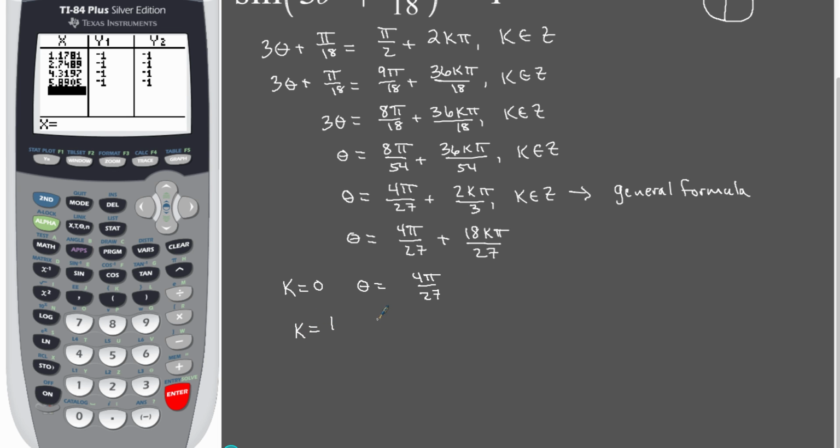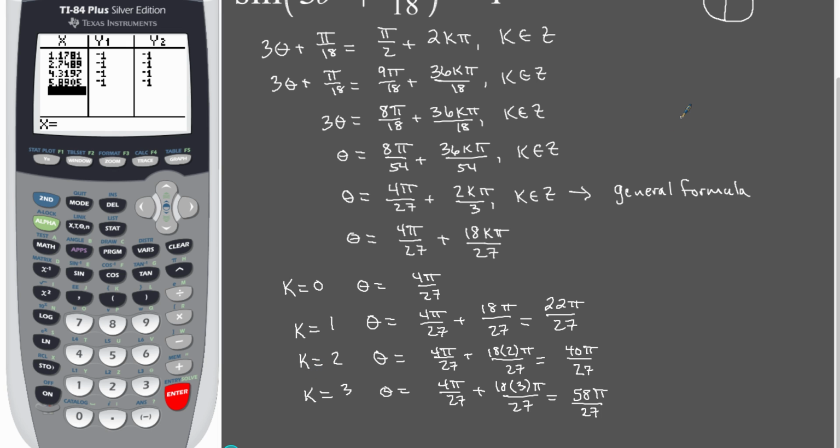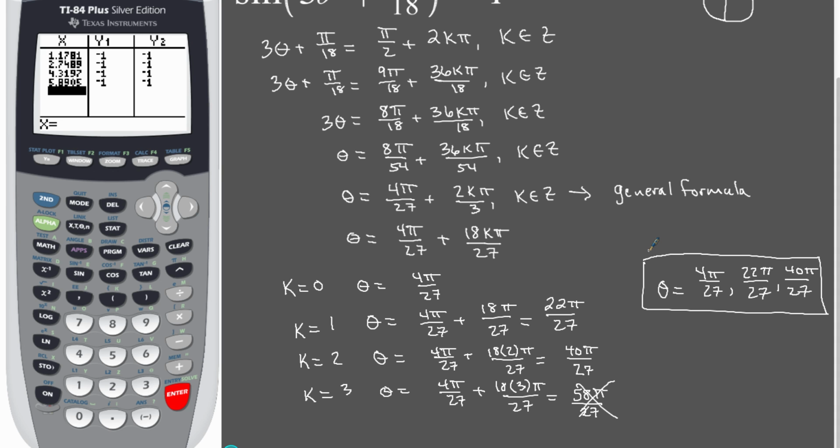If k is 1, now I'm going to have 4 pi over 27 plus 18 pi over 27, which if I add those two together, I just get 22 pi over 27. Now if k were 2, this time we'd have 40 pi over 27. Now if k were 3, I end up with a value of 58 pi over 27, which is more than 2 pi, because in terms of 27ths, that'd be 54 pi over 27. So that's too big. So my only values that work, so theta is going to have a value of either 4 pi over 27, 22 pi over 27, and 40 pi over 27. So these are the three values that I get from 0 to 2 pi when I solve this problem algebraically. Now go ahead and verify this graphically, and then let's come back and check and see how you did.